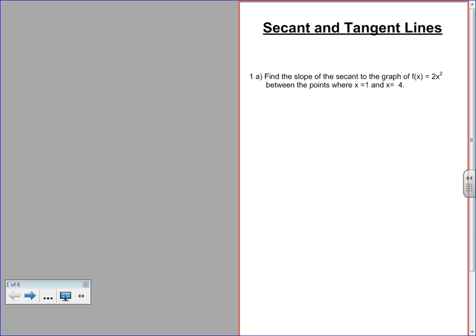Okay, so the same thing with functions. If you draw a function and you draw a line that passes through the function twice, it's a secant line. And if it only passes through the function once, it's a tangent line. Okay, so secant and tangent lines.